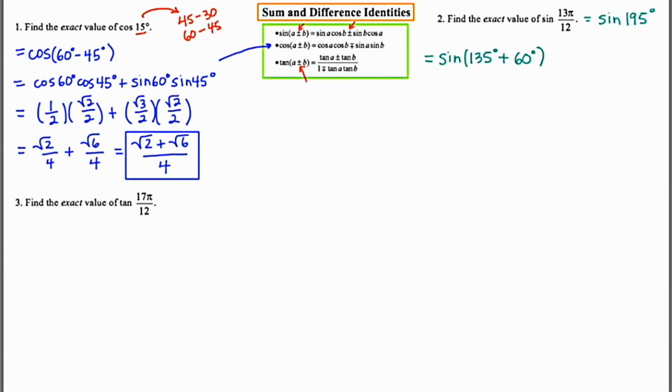I don't think I stressed this enough the first time in the first example. I just want to make sure you know this angle corresponds with the A in the formula, and this angle corresponds with the B. I just wanted to make that a little bit clearer in case there was any confusion. So now I'm looking at the top formula because this is the formula that involves the sine of a sum, and I'm going to be using the top operations throughout the problem. So this is going to become the sine of 135 times the cosine of 60 plus the sine of 60 times the cosine of 135.